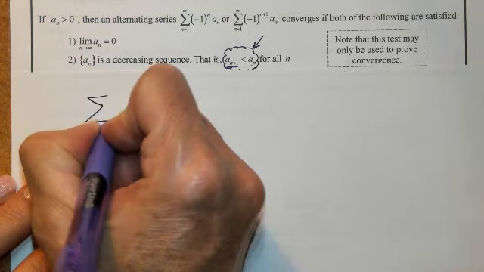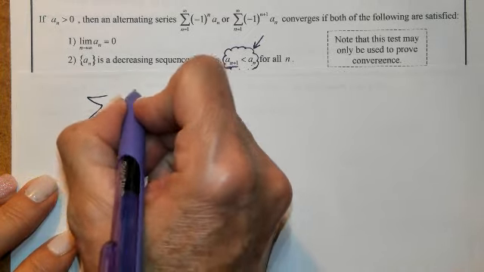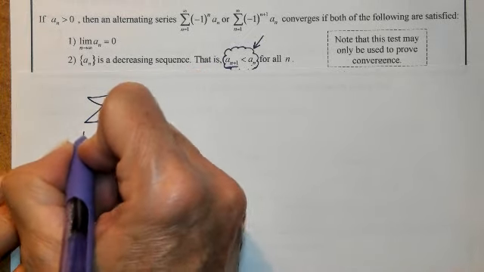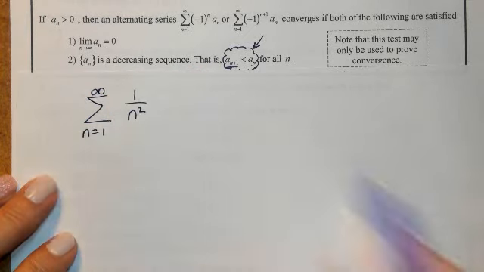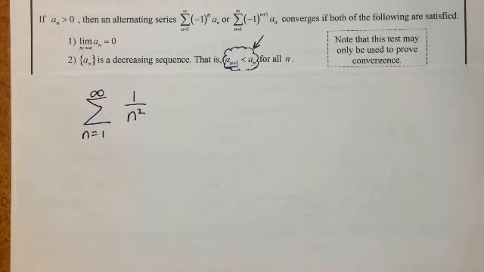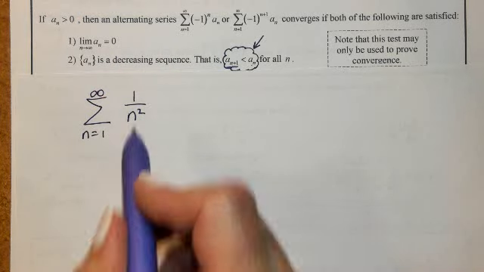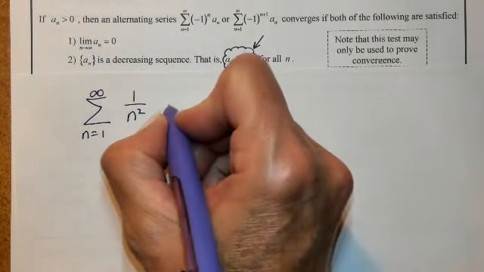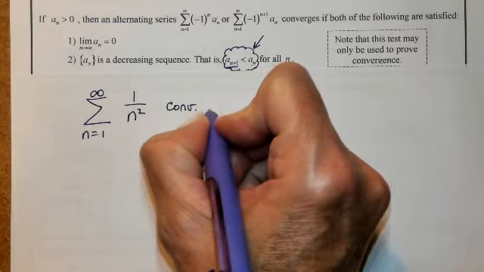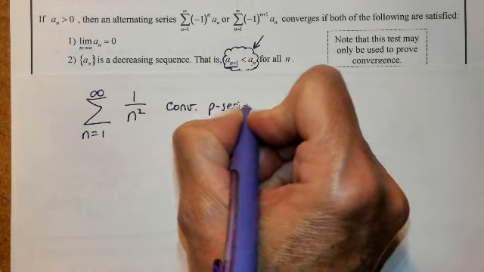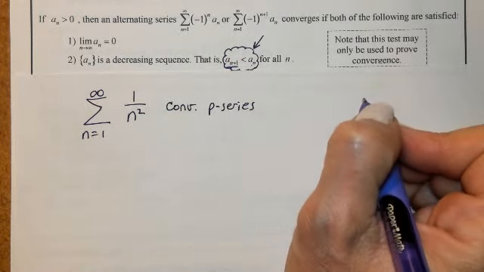Let's take a look at this. The sum of 1 over n squared, and I think I'll start at 1 again, like that. Let's take a look at this series, okay? We know that this is a converging p series, right? This is a converging p series. P is 2, yes? Okay?